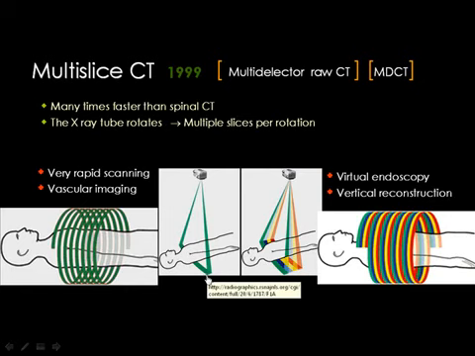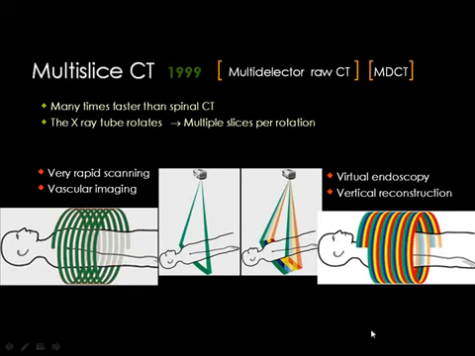What happens if you put in front of the tube more than one detector? Let us say 4 detectors. Then every tube rotation, you get 4 sections. Then by this machine, you can perform the CT scan of the chest in 3 minutes, decreasing the time to a quarter.